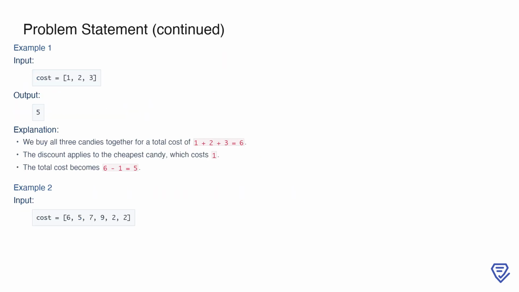Let's consider the first example to understand how the discount works. If the input array is cost equals 1, 2, 3, the total cost of buying all 3 candies is 1 plus 2 plus 3 equals 6. Since we are buying 3 candies, the shop applies the discount, which is equal to the price of the cheapest candy in this group. In this case, the cheapest candy costs 1, so the discount is 1. Subtracting the discount from the total, we get 6 minus 1 equals 5. Therefore, the minimum cost to buy all the candies is 5.